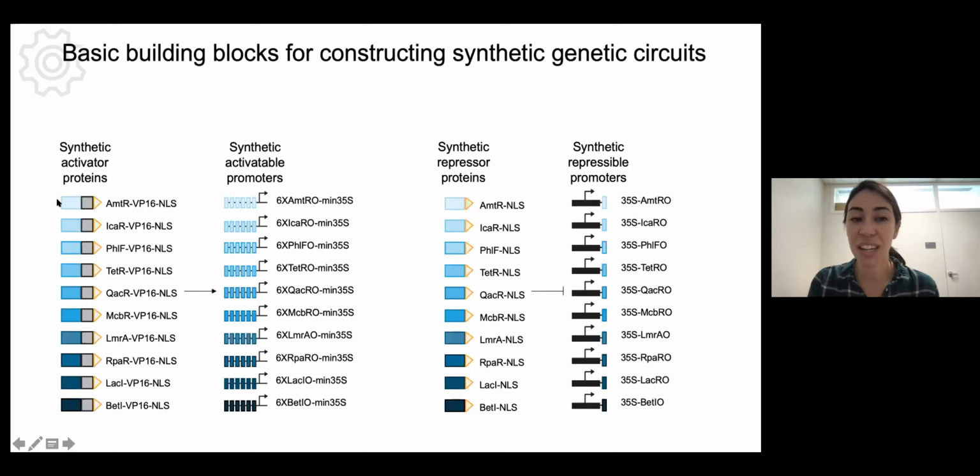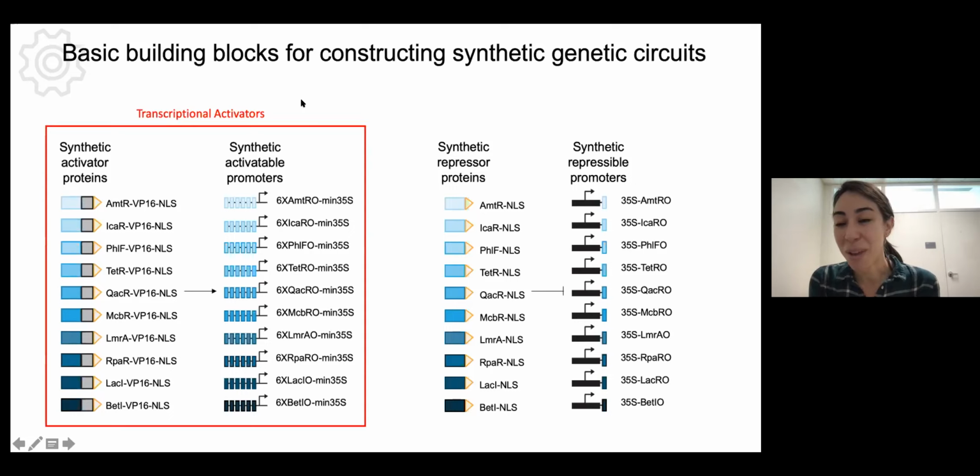So what I'm showing you here is just a synthetic activator and then the design of a promoter which responds to that synthetic transcription factor. And these little squares are supposed to be the sequences of DNA that these DNA binding proteins recognize and bind to. Okay, so these are sort of the goals.